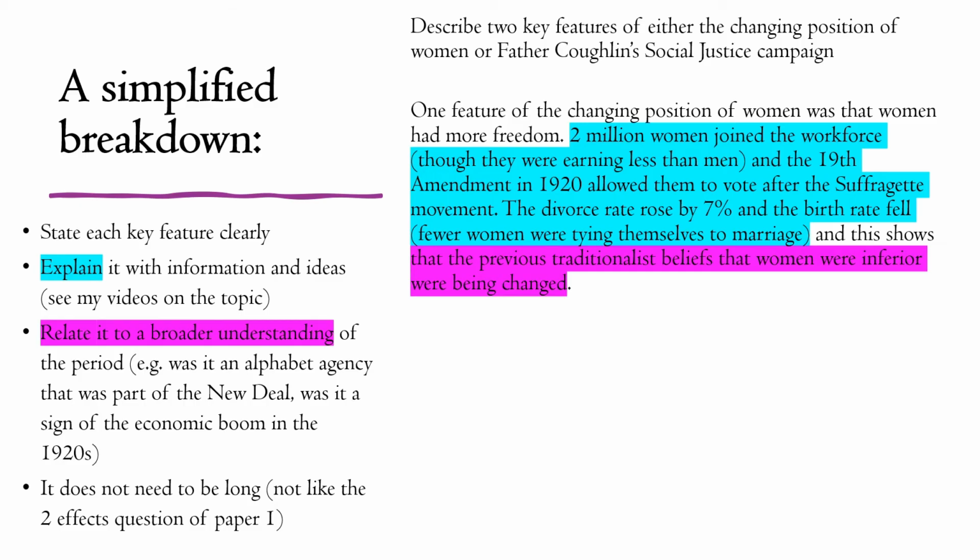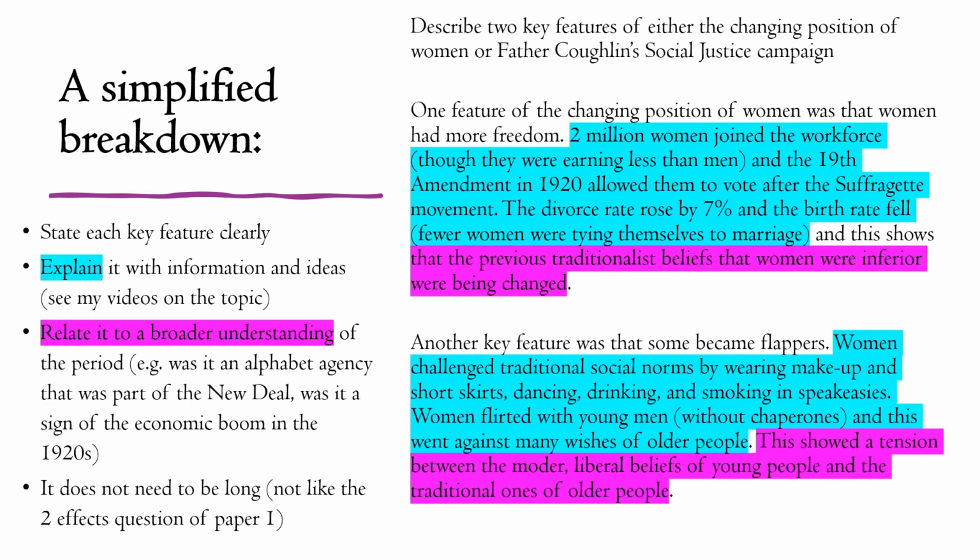The divorce rate rose by 7% and the birth rate fell. Fewer women were tying themselves to marriage. So that's all explaining why they have more freedom. So there's all examples of it. And this shows that the previous traditionalist beliefs that women were inferior were being changed. So that's relating it to a broader understanding of the period, saying that traditionalist beliefs were being combated.